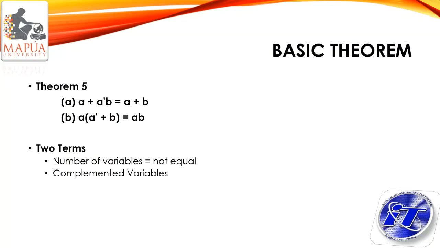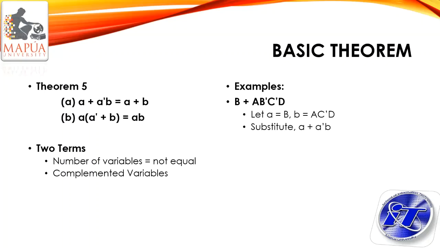Okay? So for example, we have B plus AB naught C naught D. So B will be our A, and AC naught D will be our B. Substitute, we have A plus A naught B. Therefore, the result will be A plus B. So let's retrieve the original equation. We have B plus AC naught D. So this will be our answer. This is the simplified version of the given equation.